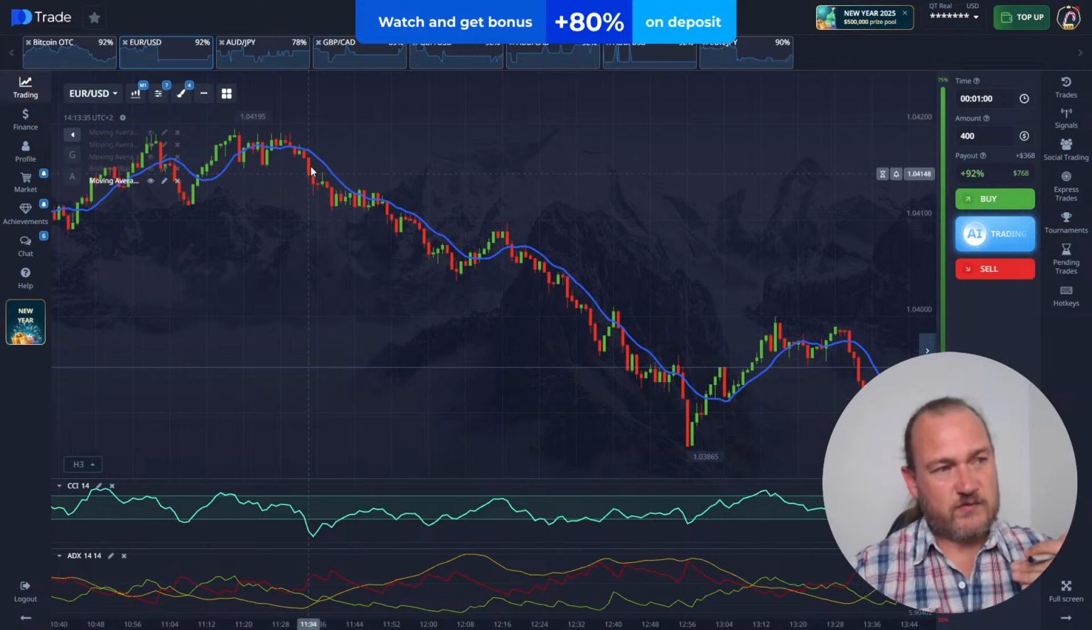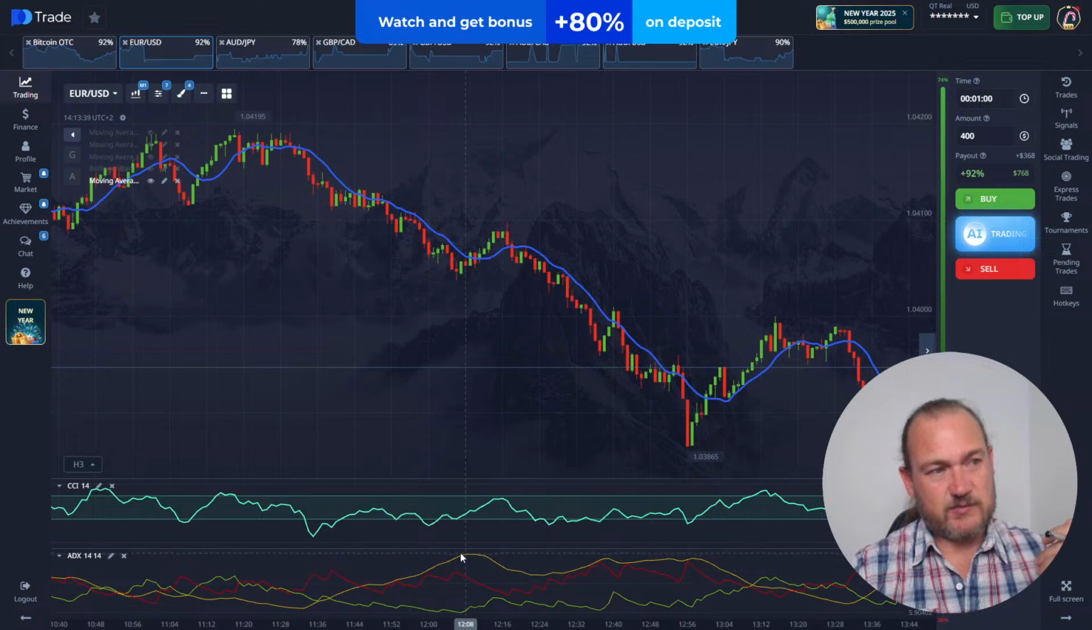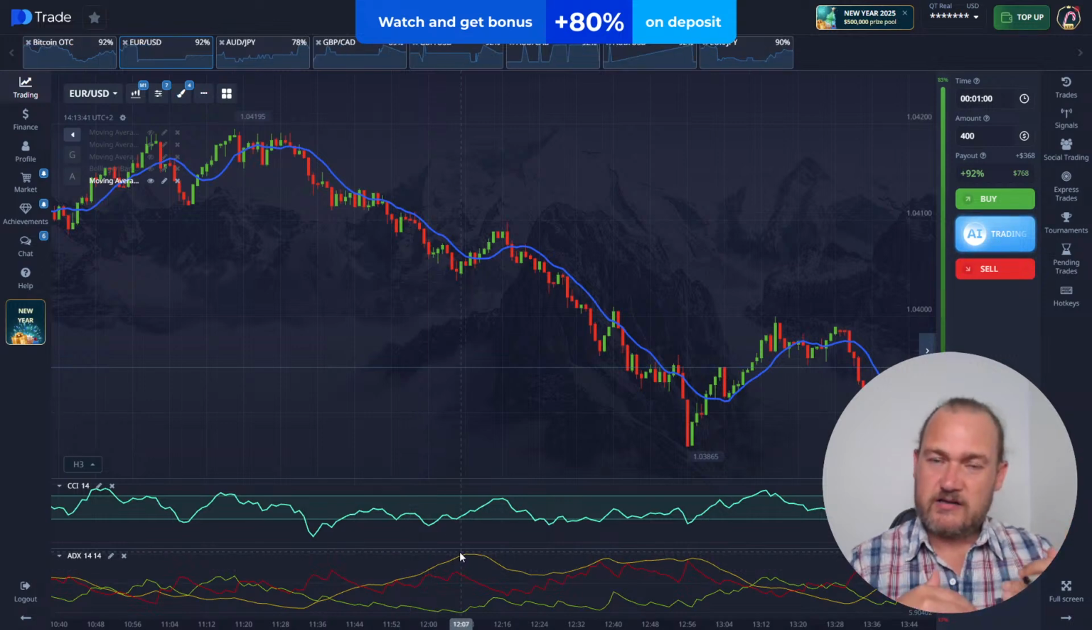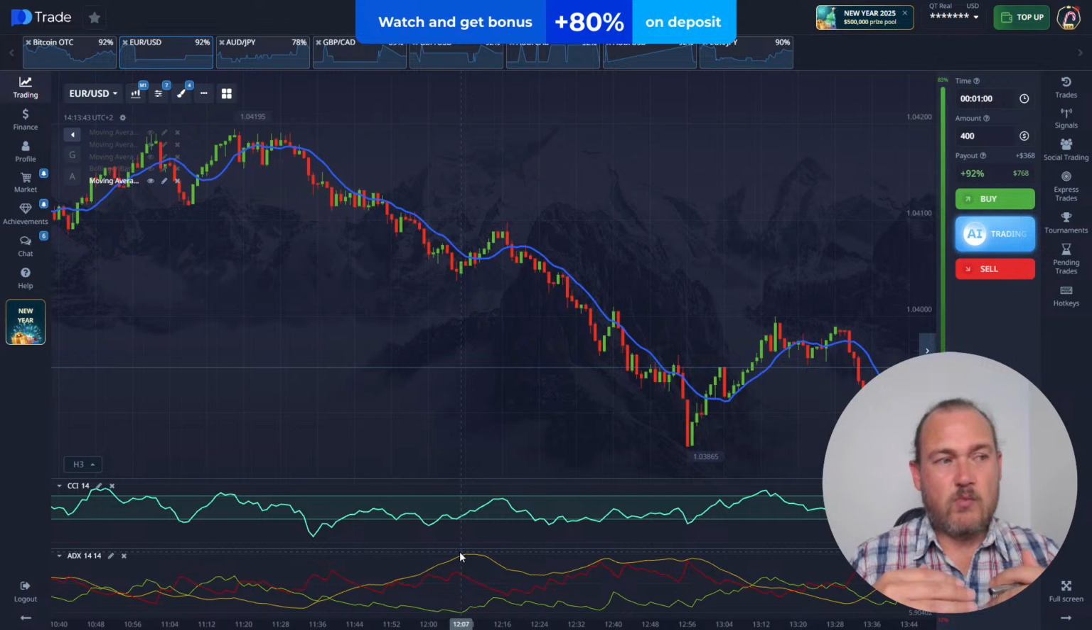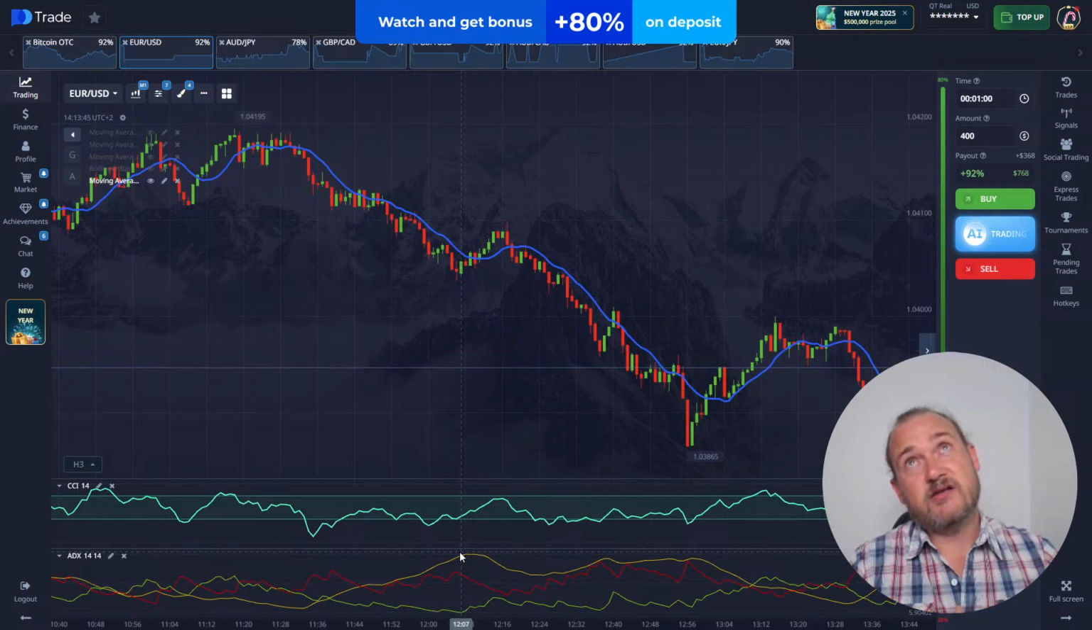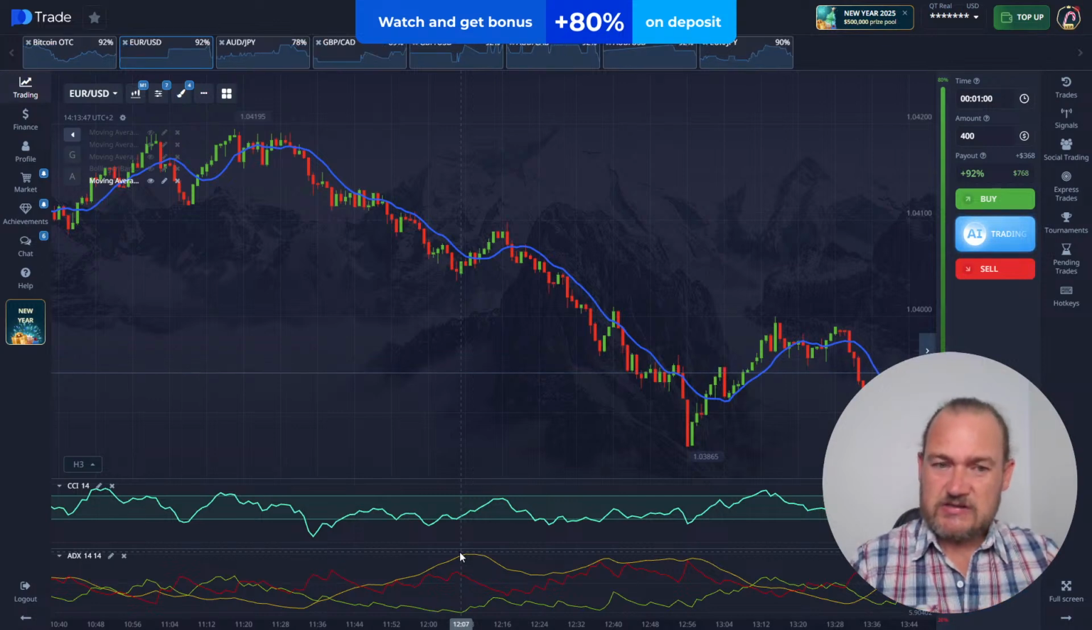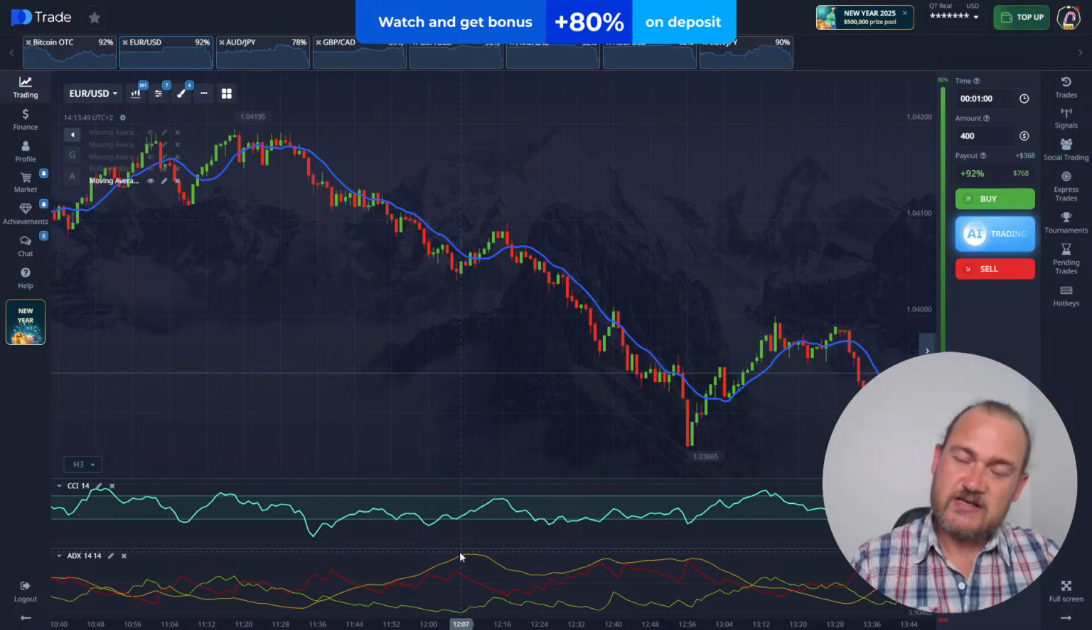So while we're moving in a downwards direction, as we did here, we can see the ADX climbing and climbing and climbing this whole time. The higher the ADX climbs, the higher it goes, it's showing us that the move is getting stronger. So there's more strength behind this move.